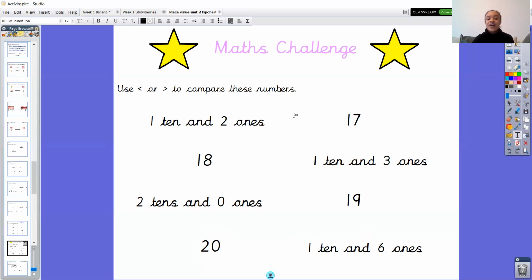Okay, so let's do the first one together. So I've got 1 ten and 2 ones. What number will that give me? 1 ten and 2 ones. That'll give me the number 12, won't it? 1 ten and 2 ones. And on this side I've got the number 17. So which is the biggest number? 17 is the biggest number, so the biggest part of my symbol is going to be facing 17. 12 is less than 17.